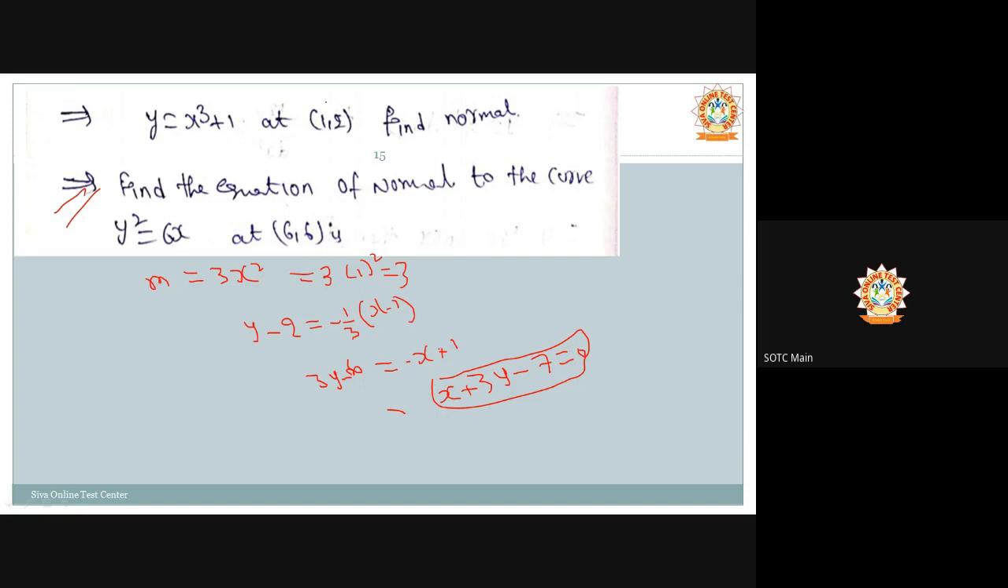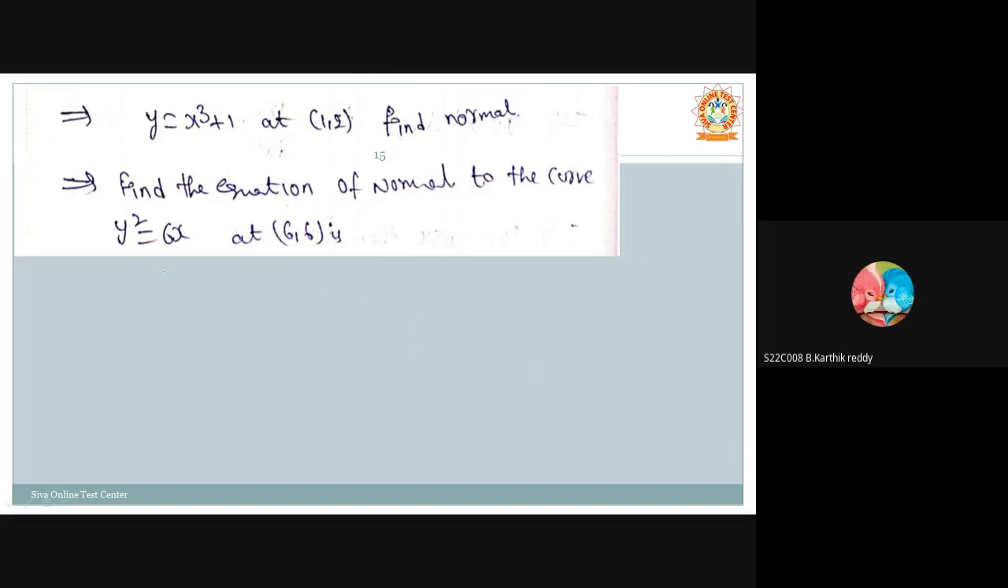Yes. 2x plus y minus 18 is equal to 0 is the correct answer. Did all of you get it, or do I need to explain? y square is equal to 6x. So you can directly do the differentiation in this way also, or if you want to do y is equal to under root 6x, you can also do it that way.